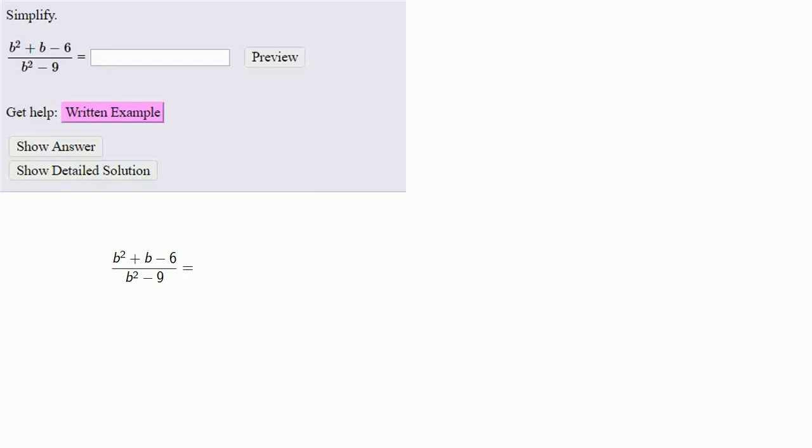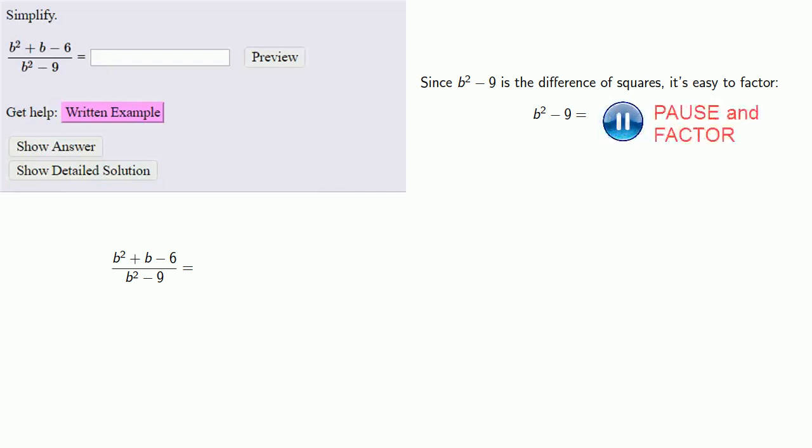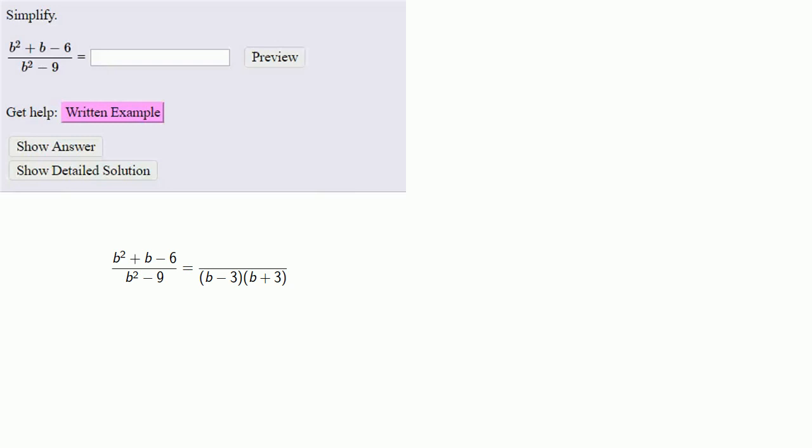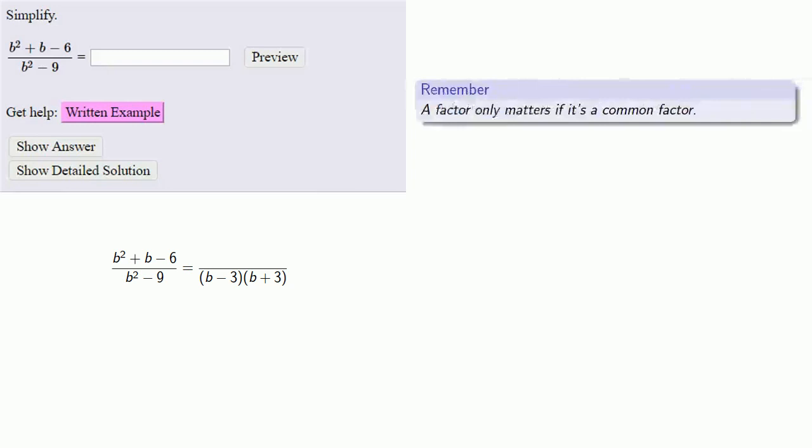We know we need to factor, but we might notice that b squared minus 9 is a difference of squares. And since b squared minus 9 is a difference of squares, it's easy to factor. And a useful thing to keep in mind is that a factor only matters if it's a common factor. And so our denominator factors as b minus 3 times b plus 3, and so we see if b minus 3 or b plus 3 is a factor of the numerator b squared plus b minus 6.